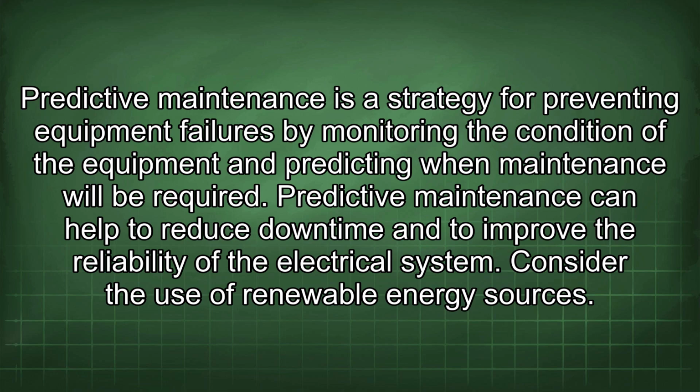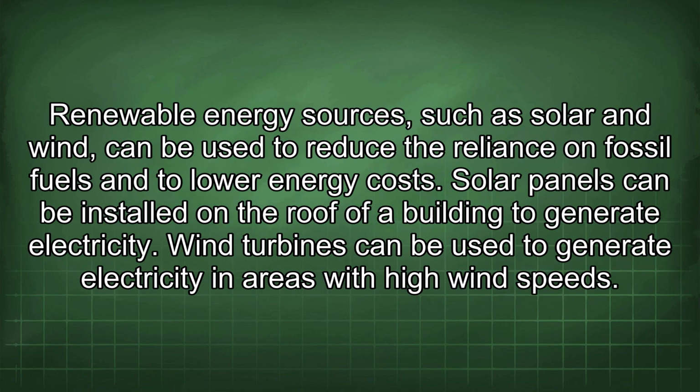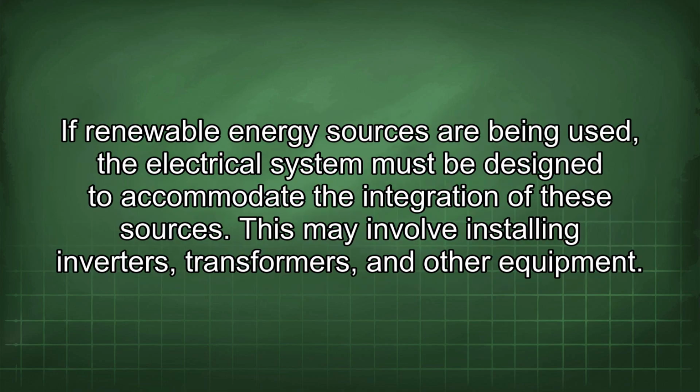Consider the use of renewable energy sources. Renewable energy sources, such as solar and wind, can be used to reduce the reliance on fossil fuels and to lower energy costs. Solar panels can be installed on the roof of a building to generate electricity. Wind turbines can be used to generate electricity in areas with high wind speeds. If renewable energy sources are being used, the electrical system must be designed to accommodate the integration of these sources. This may involve installing inverters, transformers, and other equipment.